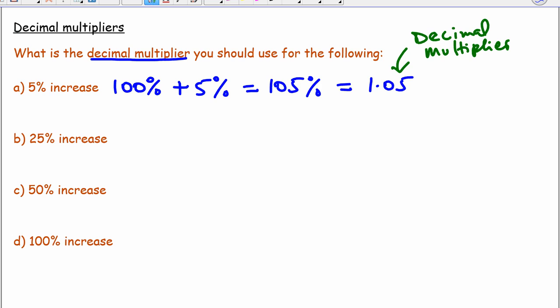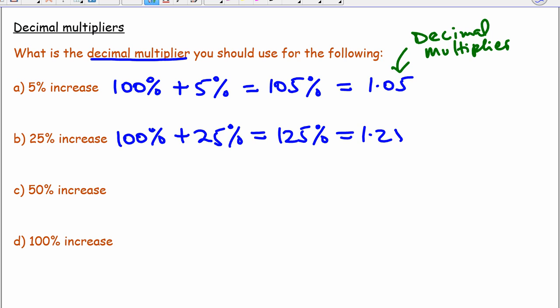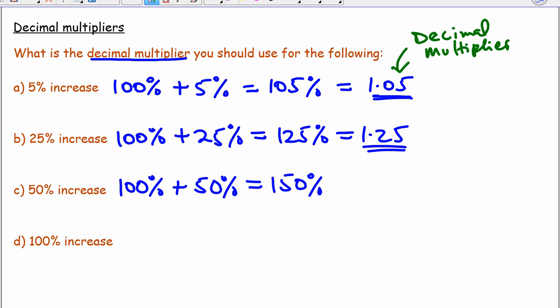Next case, again, we're increasing. 25% increase. Basically, in this case, you're adding 25% to 100%. So 100% plus 25%, which is 125%, 1.25. And that is our multiplier. Here you'll have 100% plus 50%, which is 150%, 1.5. And here you're going to have 100% plus 100%, which is basically 2.